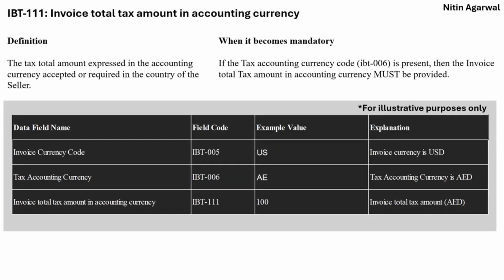If the tax accounting currency code is present in the invoice, the total tax amount in accounting currency must also be provided. This is the total amount of tax expressed in AED. In the example on the slide, the invoice currency code is USD. The tax accounting currency is AED, and therefore the invoice total tax amount in accounting currency has been taken as 100 as an example.